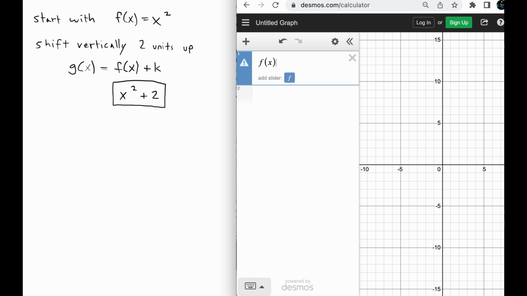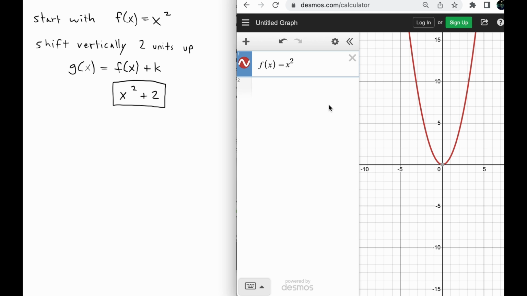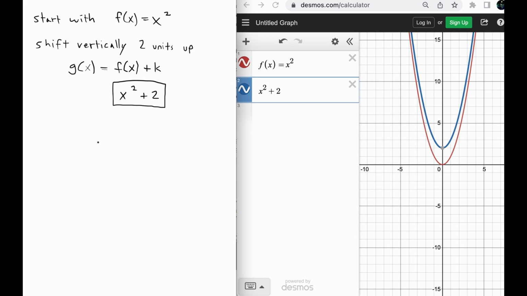So I could start with f of x equals x squared. That's the original function. It's a parabola. And now I'll create a new function by doing x squared plus 2. So now it's shifted vertically. Okay, next I'm going to shift horizontally by 4 units to the, let's say, left.